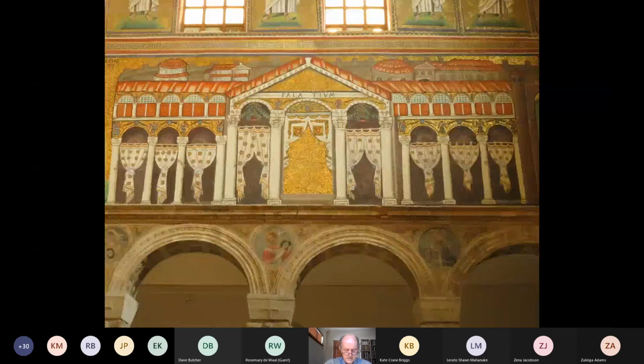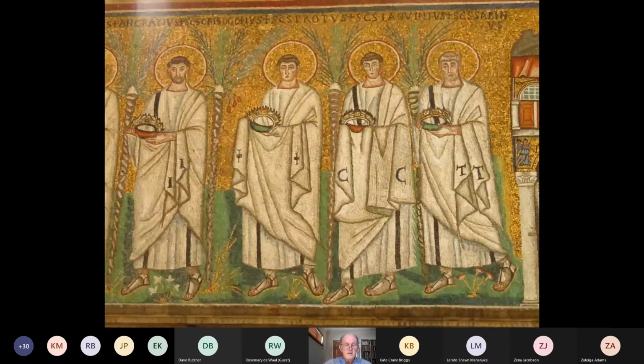It starts with the king's palace, followed by a procession now of martyrs in white tunics, whose halos and crowns and feet reinforce the rhythm of movement. Even the letters on their tunics add a syncopated beat.